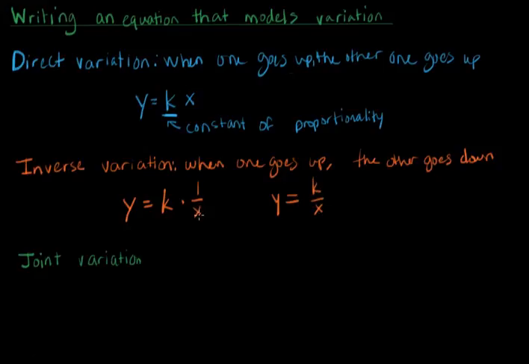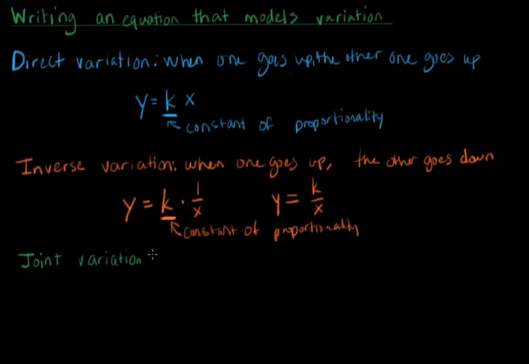So 1 over x is the way to say when this one goes up, then this one goes down, or when this one goes down, then this one goes up, right? Because as the denominator of a fraction gets larger, the number actually gets smaller. Again, k is just the constant of proportionality. That just tells us how much does one go up when the other one goes down. So this is the general equation for an inverse variation. Okay, and then last we have a joint variation.